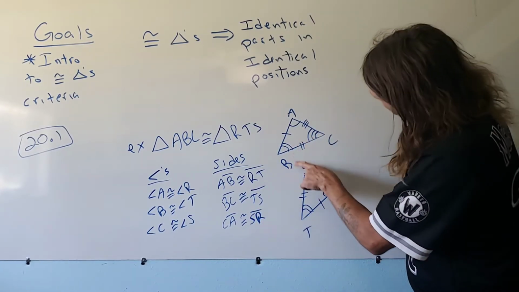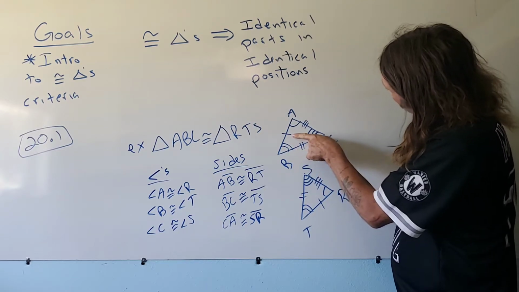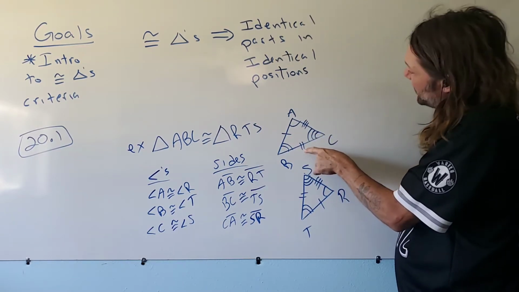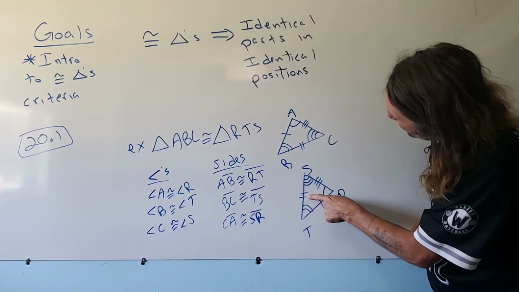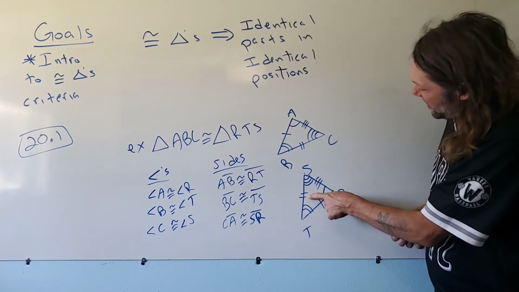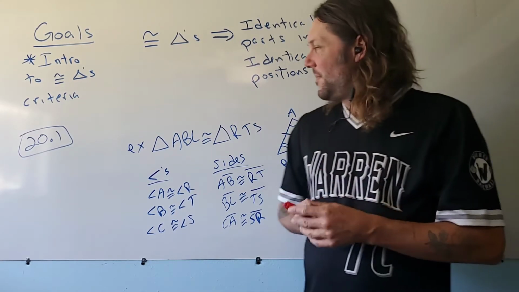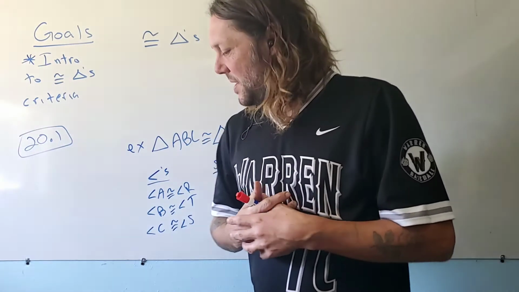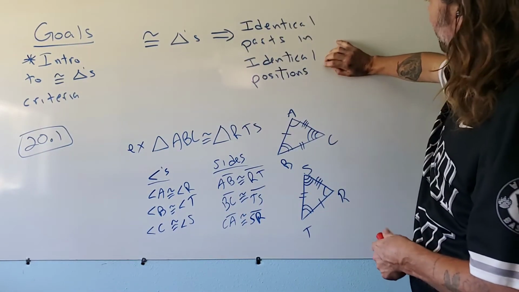So if we look at the angle with the 2 arcs, we see that it's between the sides with the 1 mark and the 2 marks, and that should also be true here. This angle with the 2 arcs is between the side with the 2 marks and the 1 mark. So again, they're matching up. They're next to the same identical parts, right? So identical parts are in identical positions.